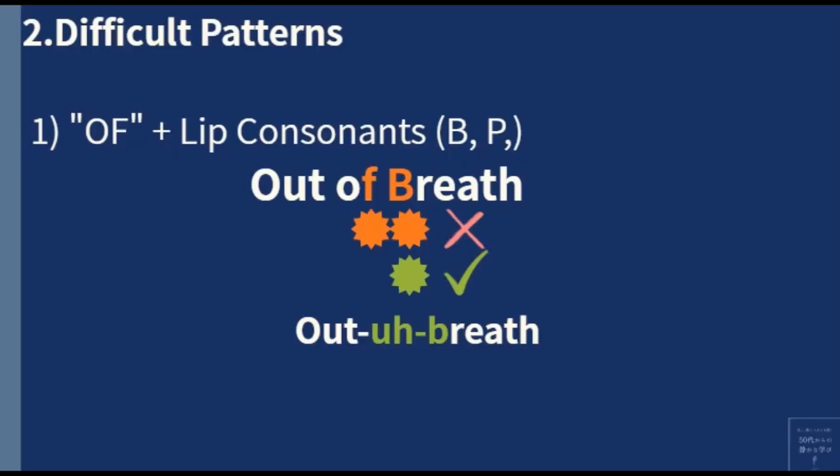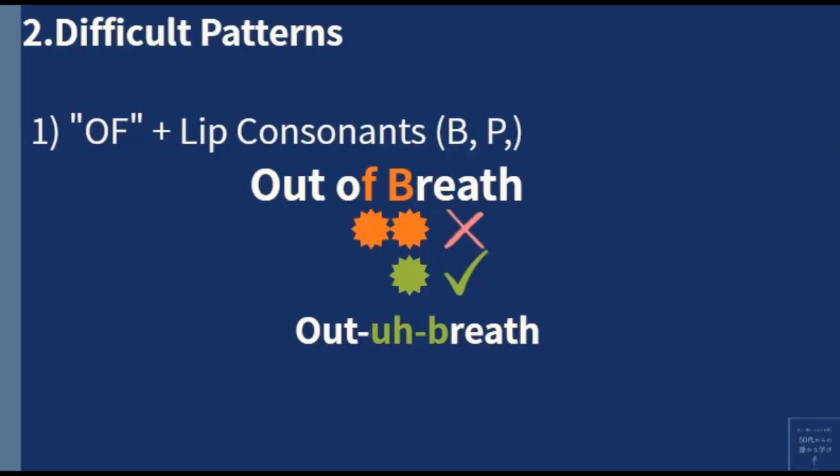Your mouth gets stuck trying to bite your lip for V, and then immediately closing both lips for B. The solution is to delete the V entirely and jump directly from the T sound of out to the next word. Drop the V completely. Instead of out of breath, we need to say out 'a breath.